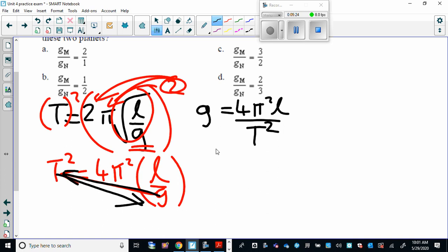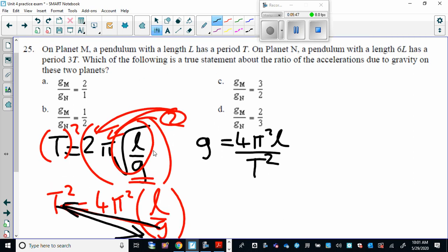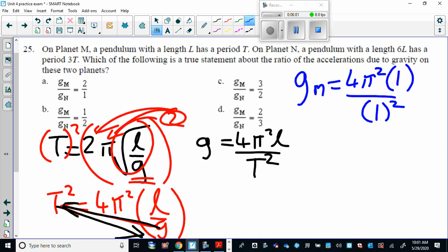Now you can go back to the question. And let's do M first. So M has a length of L and a period of T. And again, this is great because they don't give you numbers. They just give you variables. So if the length is L, we're just going to call it 1. And if the period is T, we're just going to call that 1. So if I'm doing an expression for the gravity on M, I could do it like that.